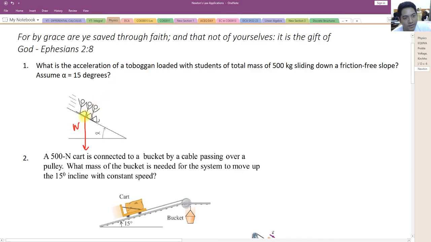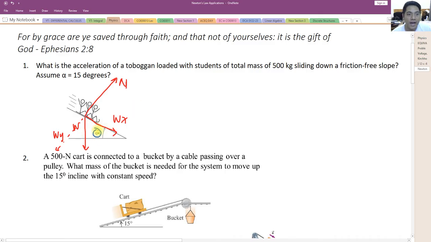We have the weight, and we have the normal force, and in this direction we have the component x of weight, and in this direction we have wy also, and we have wx. It says friction-free slope, so we don't have any friction opposing these students. So the free body diagram is labeled as this, and then we have to take note that the base where they are sitting is inclined with angle alpha.